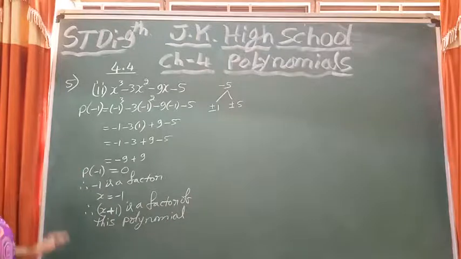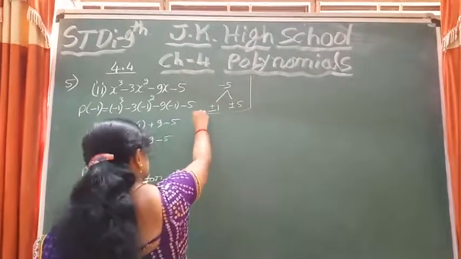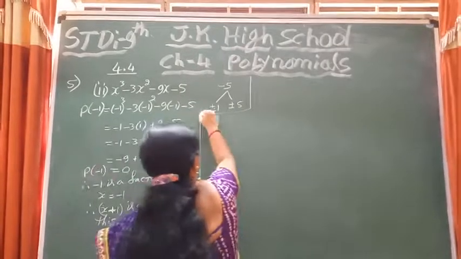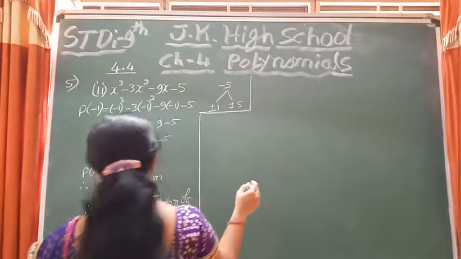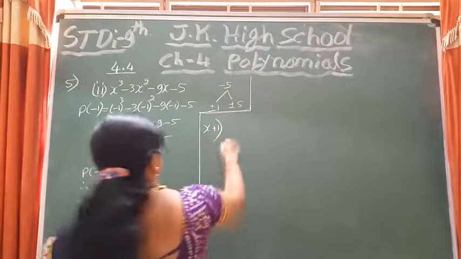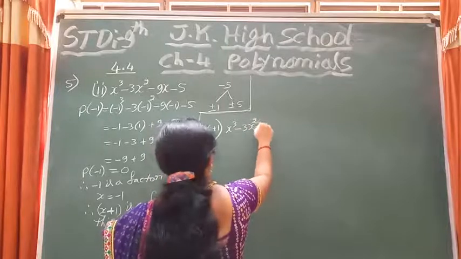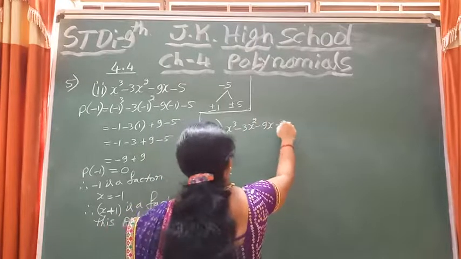Then next step, the method is same. I have to divide now. By this I have to divide. So by x plus 1 I will divide the given polynomial. So that is x cube minus 3x square minus 9x minus 1.